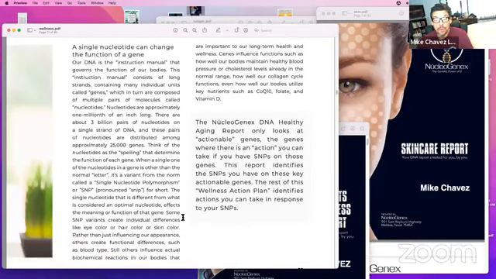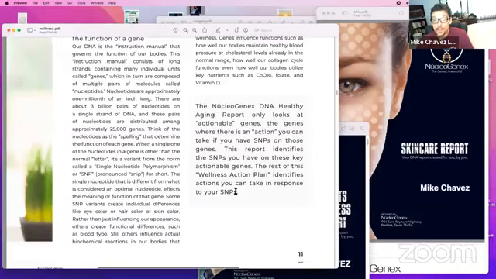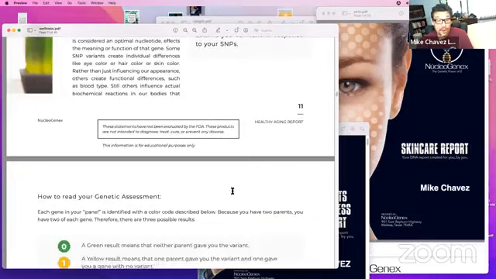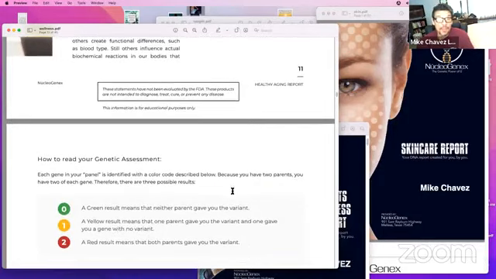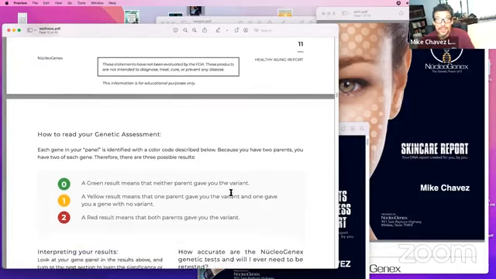It talks about the report. It not only looks at the actionable genes and where there is action you can take. If you have the variants or the SNPs, those genes in this report identify them and those key actionable genes. And the rest of the wellness plan identifies actions you can take in response to the report, which is really, really cool. Now, this sounds really high tech, and it sounds like it'd be hard to read and hard to understand, but it really isn't.